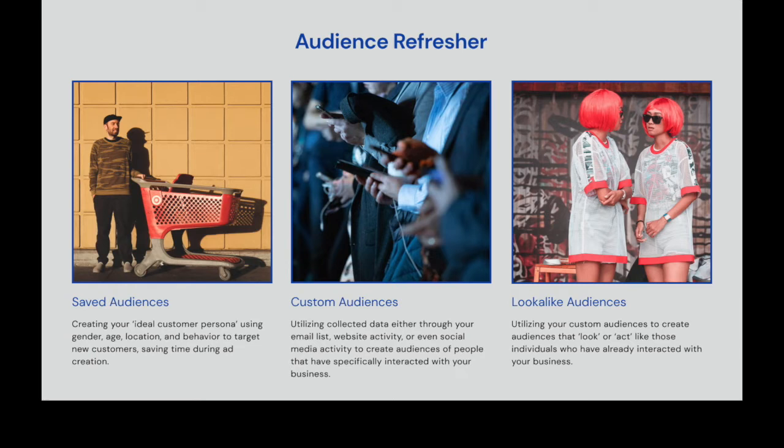So we are utilizing collected data, either through our email list, our website activity, or our social media platforms, to create audiences of people who have specifically already interacted with our businesses. So this could be website visitors from the last 30 days. This could be Instagram engagement from the last 180 days. This could be people who have made a purchase on the site in the last 45 days. So there's a variety of different factors that we could use here on these custom audiences.